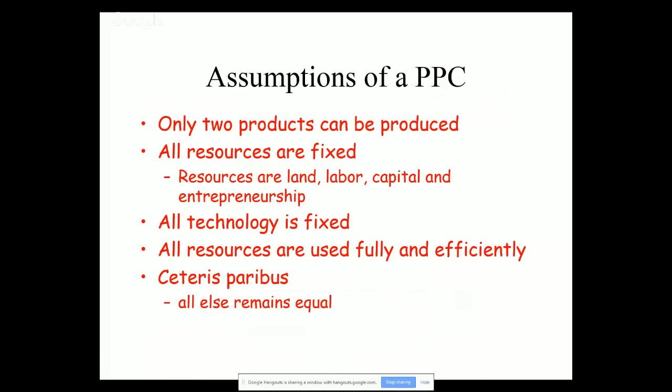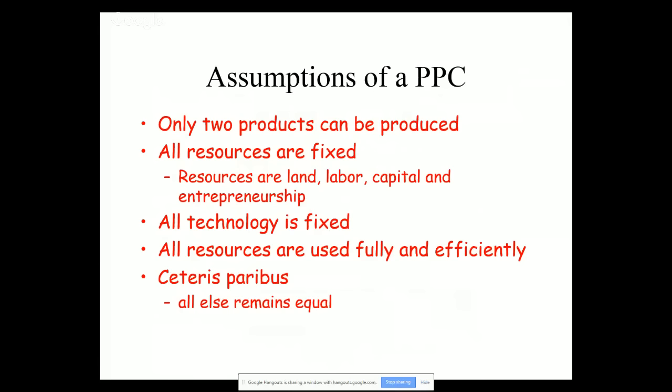No, I'm sorry. Think factors of production. Sorry, I have production possibility curves in the mind. So anytime you see the word resources, think factors of production. So your resources are land, labor, capital, and entrepreneurship.